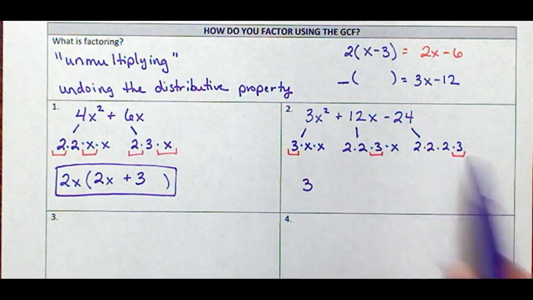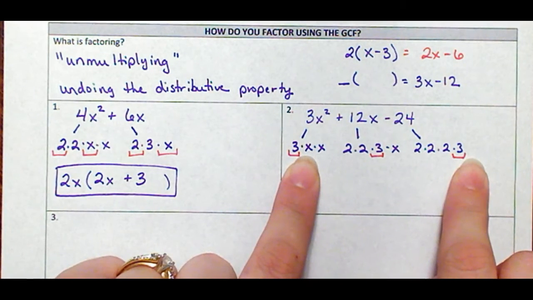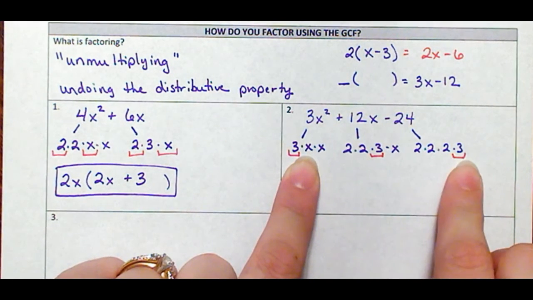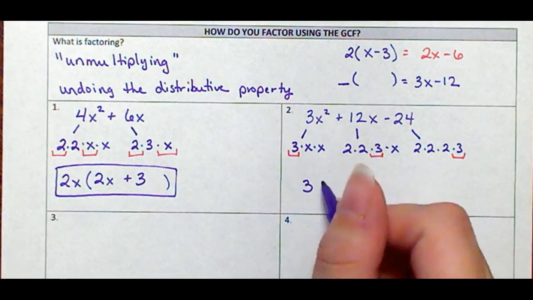They don't have an x in common. Even though these guys have x's in common, this one doesn't. So they all 3 have to have a shared factor. So that means no x's are coming out, just the number 3.